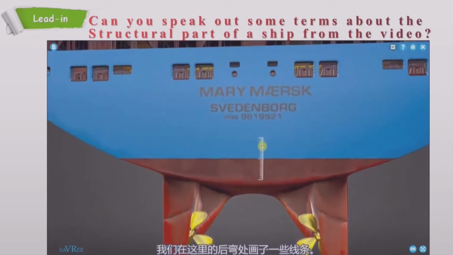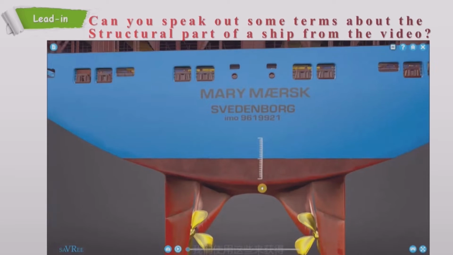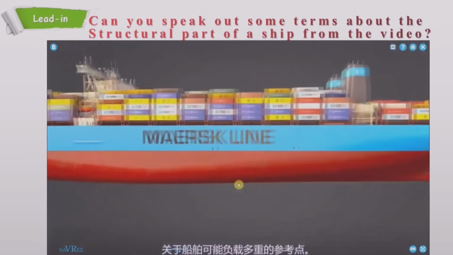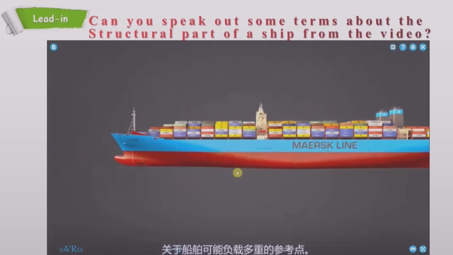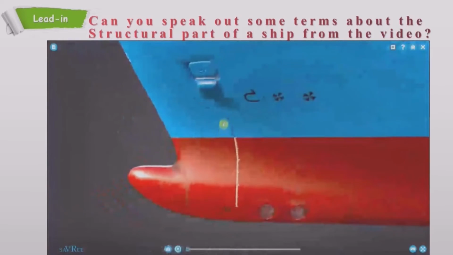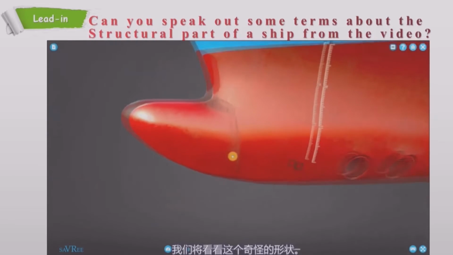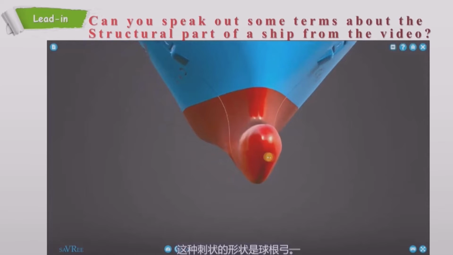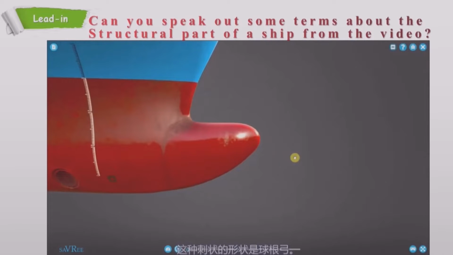We've got some lines painted on the aft end here. Those are draft marks, and we use those to get a reference point on just how heavily loaded the vessel may be. You can see we've also got some other lines at this point here. While we're up here, we'll take a look at this strange shape. This thorn-like shape is a bulbous bow.